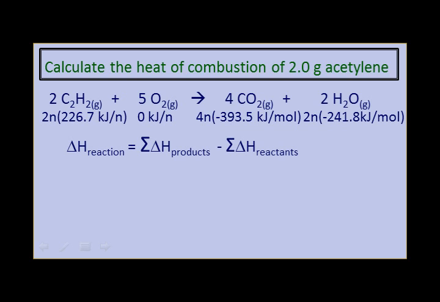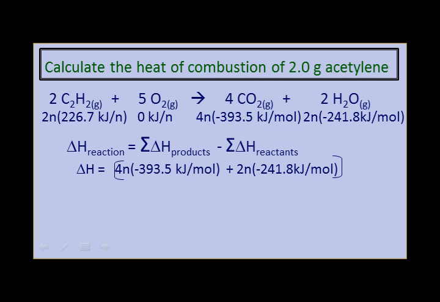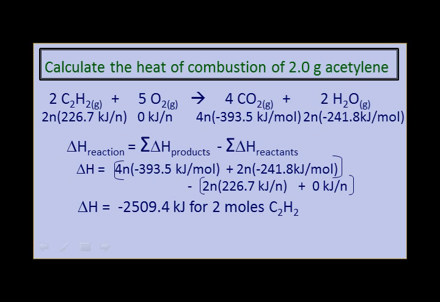All right. Now remember, the delta H for the reaction is equal to the sum of the delta H's of the products minus the sum of the delta H's of the reactants. So the delta H for the reaction is going to be 4 moles times minus 393.5 kilojoules per mole plus 2 moles times minus 241.8 kilojoules per mole. That is the sum of the delta H's of the products. Now from that we subtract the sum of the delta H's of the reactants, which is 2 moles times 226.7 kilojoules per mole plus 0 for oxygen.